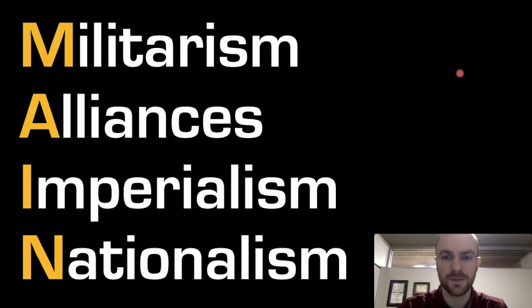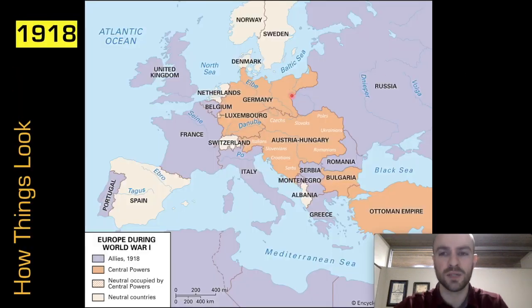So here, let me go back to the map one more time. France is allied with Russia, and since Russia is at war with Germany and Austria-Hungary, France says, well, I guess we're getting involved too. We're going to declare war on Germany and Austria-Hungary. So now you've got 5 countries that are at war.